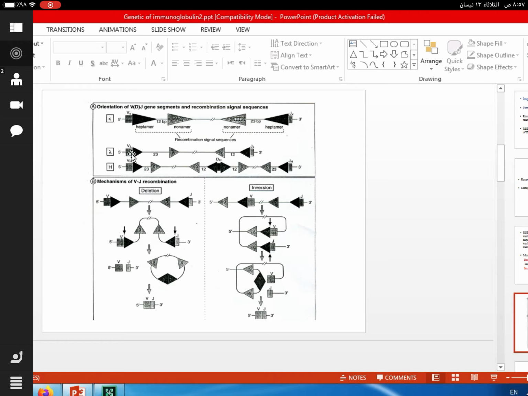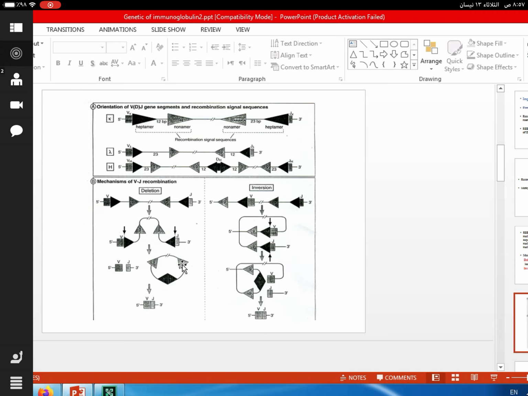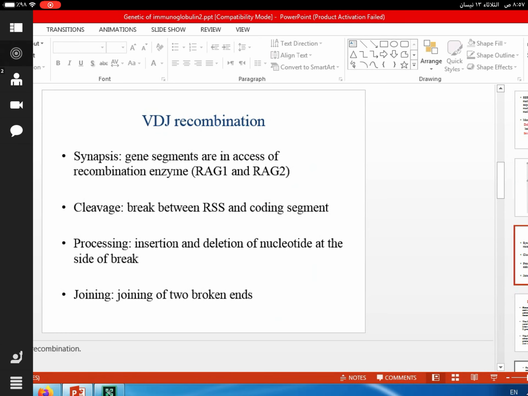Given this sequence, named RSS, 2 mechanisms are proposed for VDJ recombination. One mechanism is deletion, and one mechanism is inversion. We consider 4 stages for VDJ recombination: synapsis, cleavage, processing, and joining.